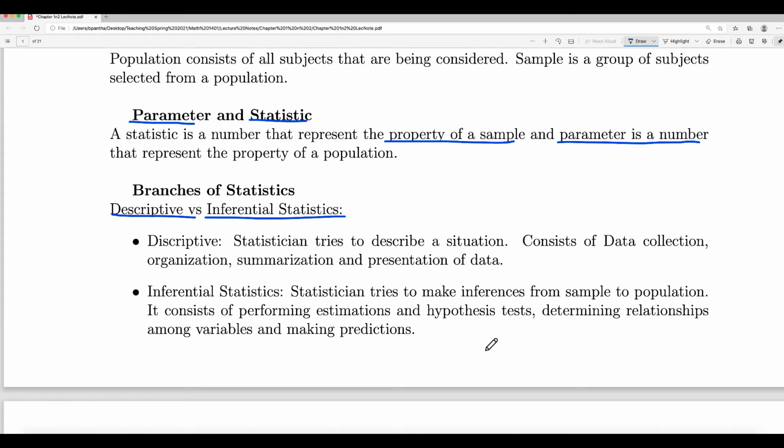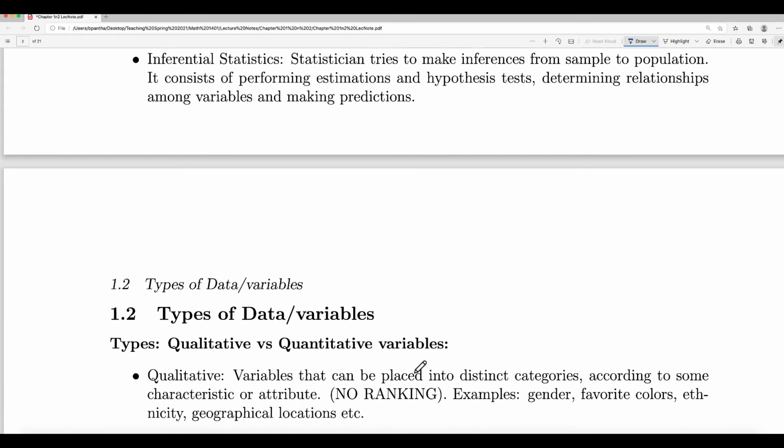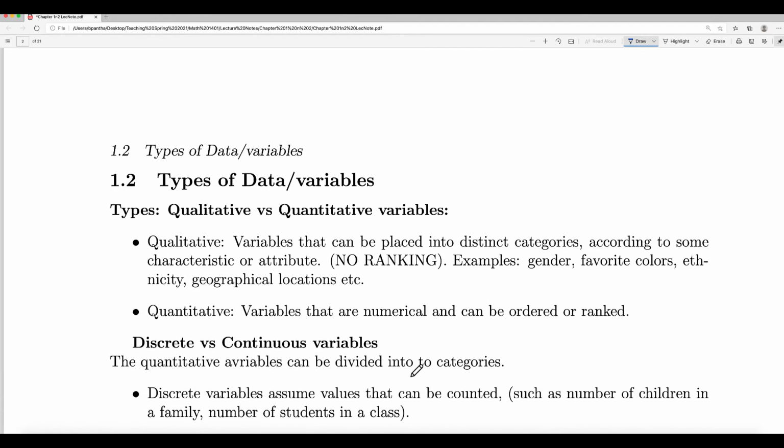But what is inferential statistics? If the statistician tries to make an inference from sample to population, what they do is pick a sample, find out the things they want to know from the sample, and then apply that finding from the sample to the whole population. That is called inferential statistics. It consists of performing estimations and hypothesis testing, determining the relationship among variables, and making predictions. So we'll do all these things later in the chapter. This is just the introduction.